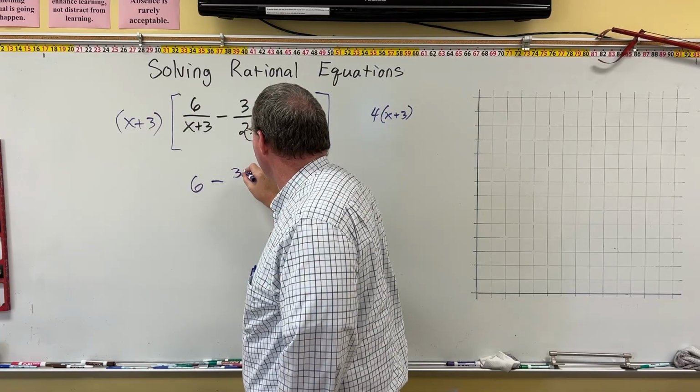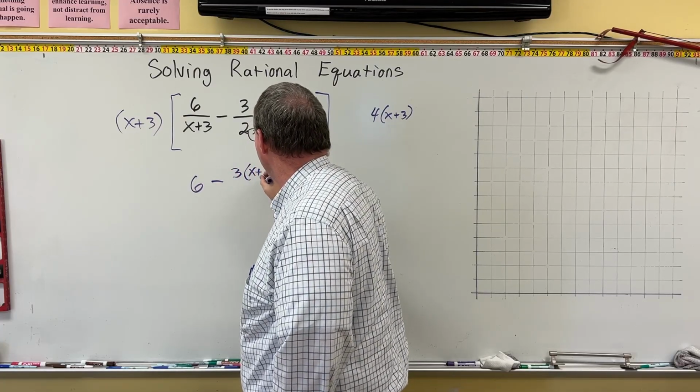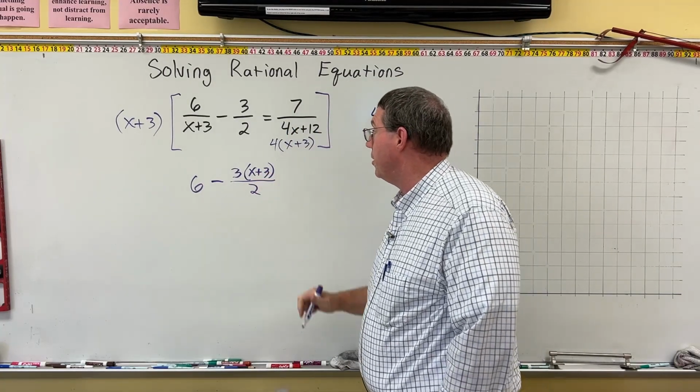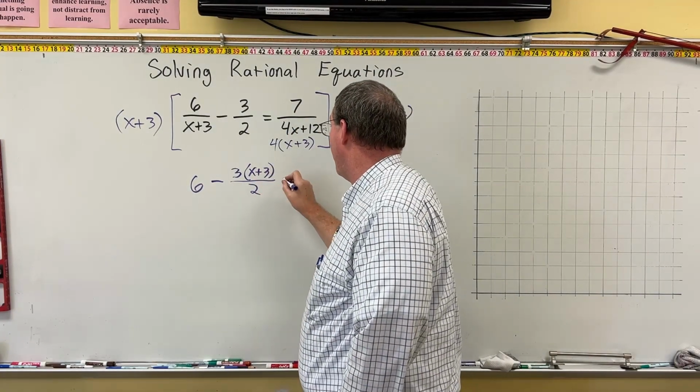And watch what I'm going to do. I'm just going to write 3 times x plus 3. I'm not going to distribute it right now. I'll do that later. So just be patient. I'm just going to put the x plus 3 in the numerator for now.